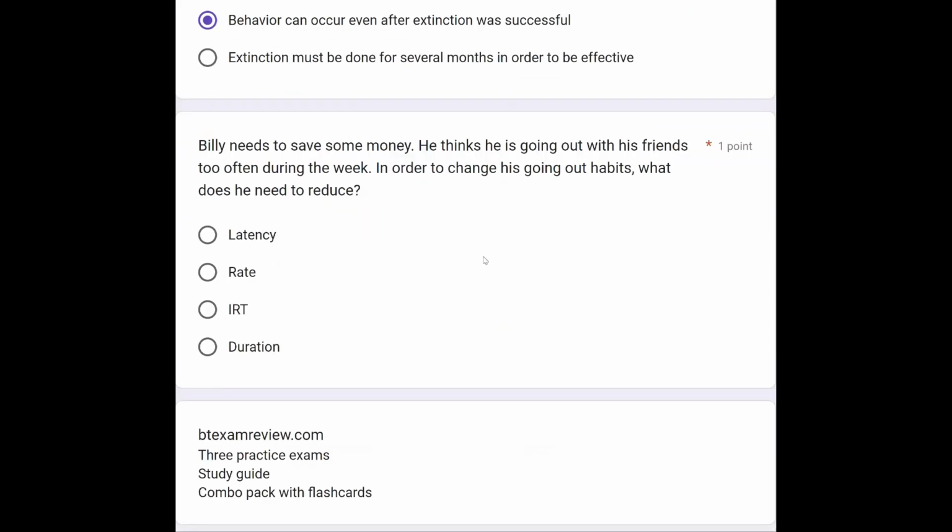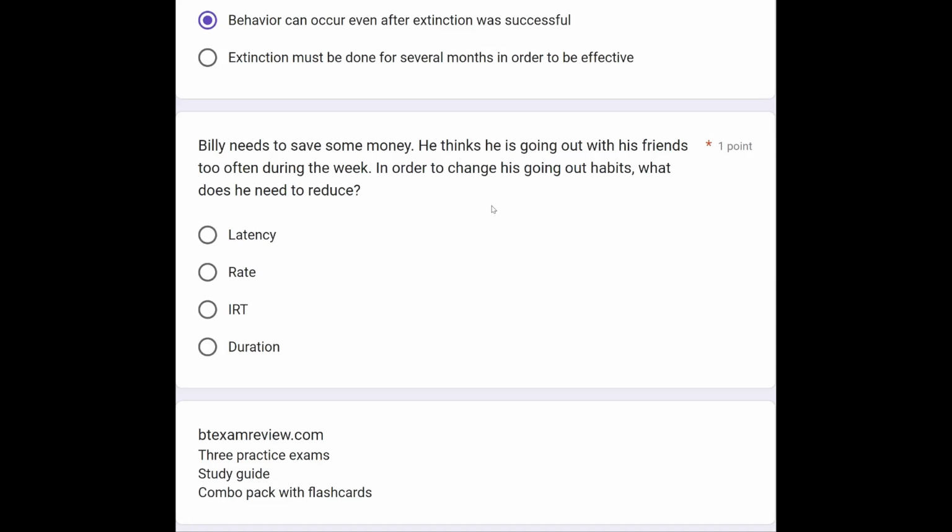Billy needs to save some money. He thinks he's going out with his friends too often during the week. In order to change his going out habits, what does he need to reduce? What does Billy need to worry about as far as going out every week? He's going out too much, right? So his frequency is too high. If he's going out 5 nights a week, he needs to reduce that.